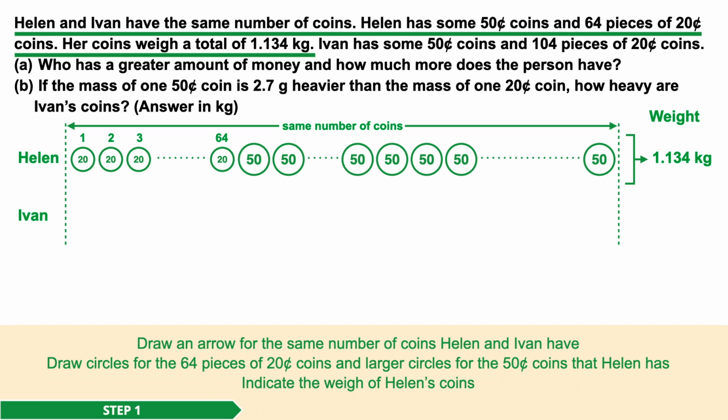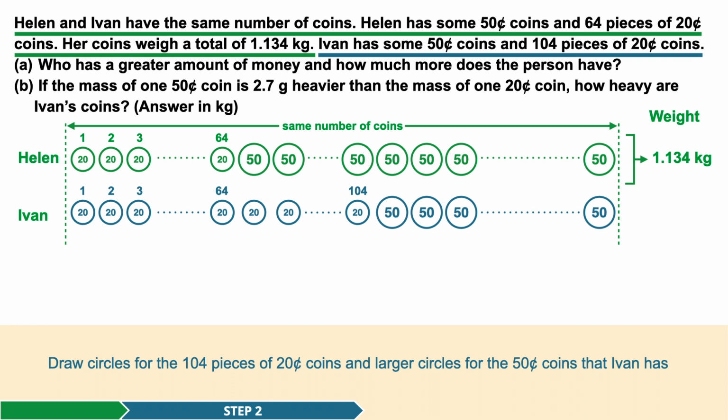We start by drawing an arrow for the same number of coins that Helen and Ivan have. Within the length of this arrow, we can represent the number of coins that Helen has by drawing small circles for the 64 pieces of 20-cent coins and larger circles for the 50-cent coins. Then we label the total weight of this as 1.134 kilograms.